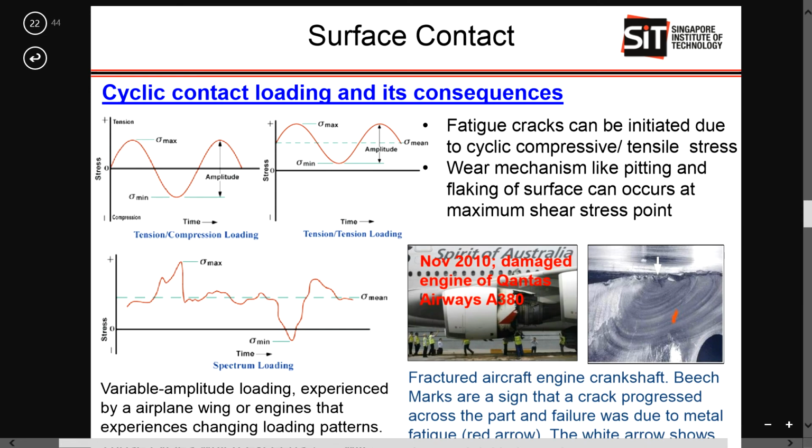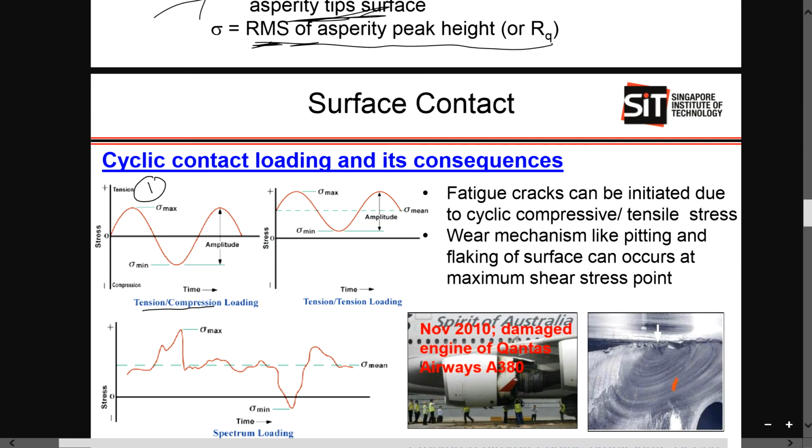But the next one is cyclic loading. Over here nothing much I should say. There are three types of graph. The first one is the tension compression loading. Tension compression loading, most importantly, I think is the bending loading, because if you were to bend, I think you know what I mean already. So over here this is compressed, this is tensile, over here this is compressed, over here this is tensile, over here is compressed. So the tensile compressive loading is this type of loading.